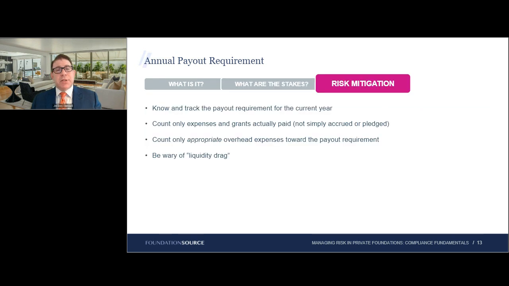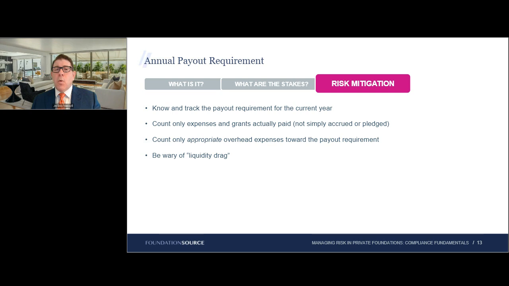So the first order of business here to mitigate risk is knowing what your foundation's minimum distribution requirement is. That amount can be found on the foundation's annual return, the 990-PF, in what's now Part 12, formerly Part 13. Specifically, each annual return calculates the following tax year's minimum payout requirement based on the return year's average investment asset values. For example, the 2019 annual return would determine and state the 2020 minimum payout requirement.